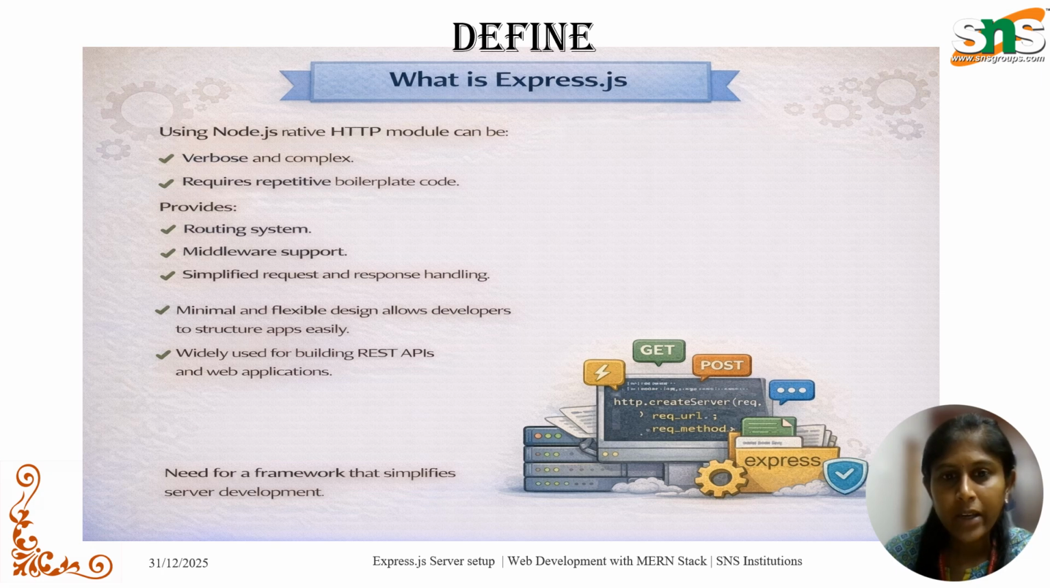Now let's define Express.js clearly. Express.js is a minimal web application framework which is used to build REST APIs and to handle HTTP requests and responses, and it is widely used in MERN Stack applications. Without Express, creating a server in Node.js requires writing a lot of low-level code. With Express, we can create a working server in just a few lines. That's the power of a framework.